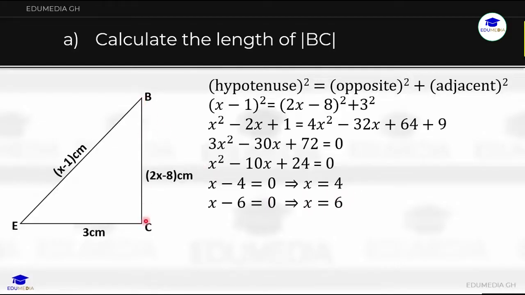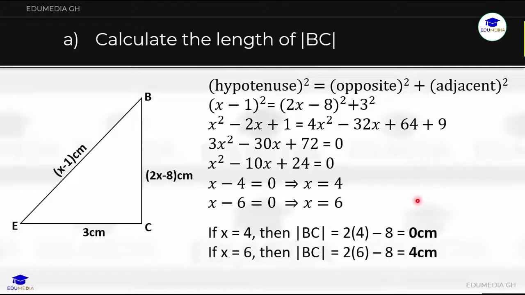The question is to find the length of line BC. That is the opposite. So therefore, we need to substitute the figure in here to get the value of line BC. Hence, if we substitute x equals 4, then line BC is going to be 2 times 4 minus 8, and that will be 0 centimeters. If we substitute x equals 6, then line BC is 2 times 6 minus 8, and that will give us 4 centimeters.